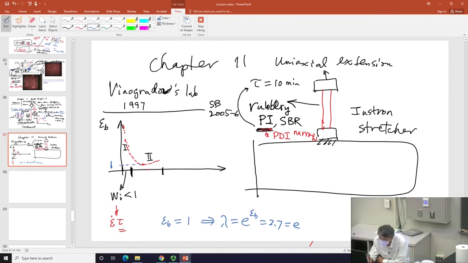And then for the very same sample, you can start to stretch at a higher rate. And it becomes more stretchable again. When I say stretchable, I mean before it fails. So you enter region 3. And then there's also a region 4. So there are basically 4 zones.